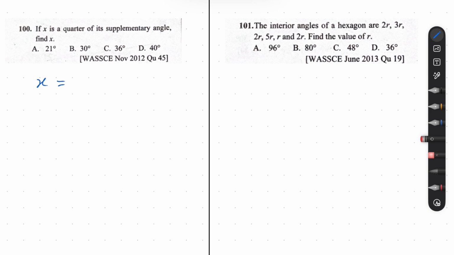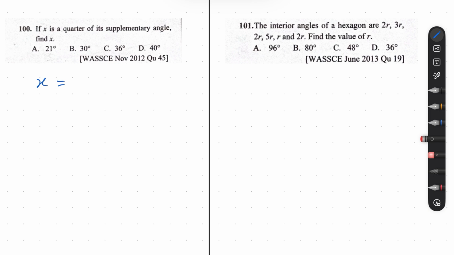Now the question says, if x is equal to a quarter of its complement. Was I saying complement? No, not complement, supplementary angle. Let's take that again. Everything I said right now is in relation to the supplementary angle. The supplement of x, or the supplementary angle of x, is 180 minus x. Okay, cool. Not complementary, supplementary. All right.